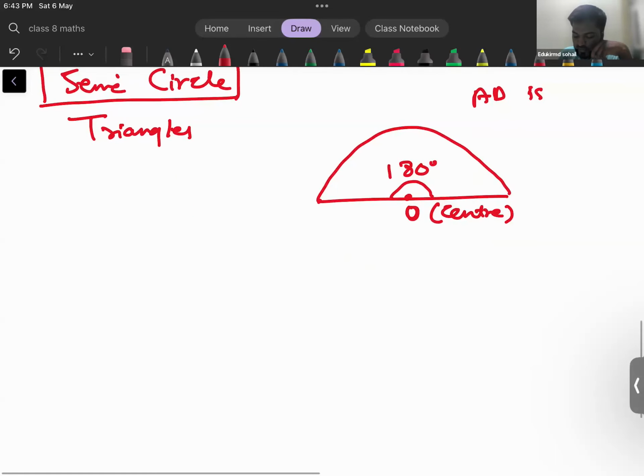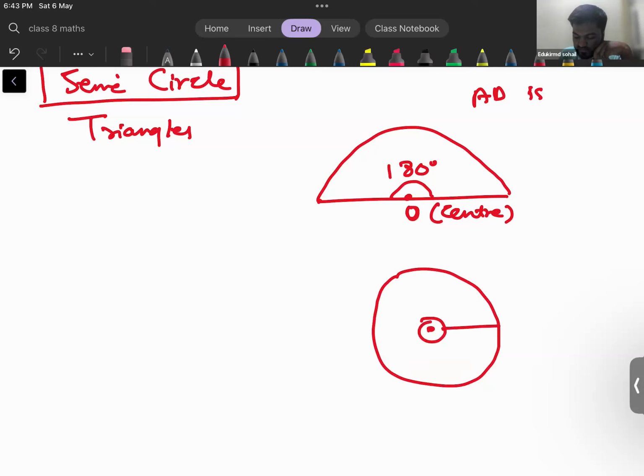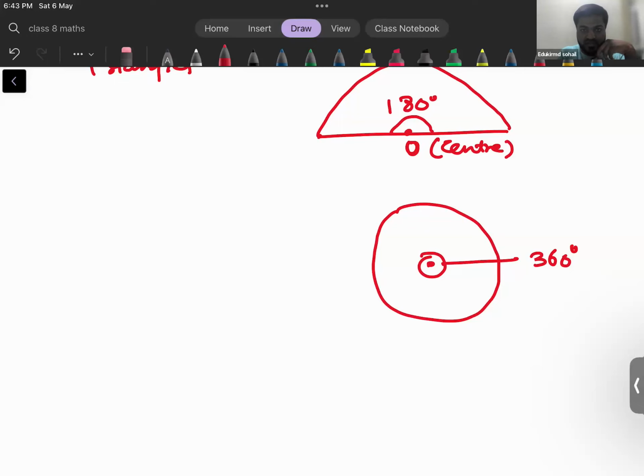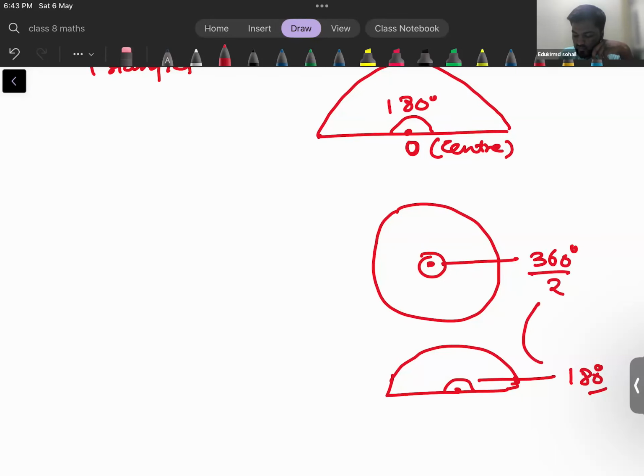Why is it so? Because if I were to draw a complete circle like this, the angle in a circle is 360 degrees, the whole angle. And if I were to cut this circle into half and form a semicircle, then it is very obvious that the angle is going to be how much? 180 degrees. We obtain it by dividing by 2. Exactly. 360 divided by 2 will give you 180.